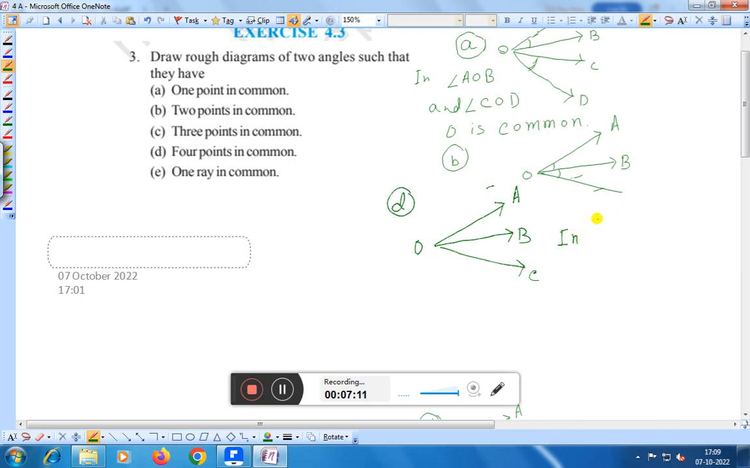Here you see in angle AOB and angle BOC, OB ray is common. You see this is OB, there are 3 rays, OA, OB and OC, and in angle AOB and angle BOC we see that OB ray is common. This is the solution of question number 3.